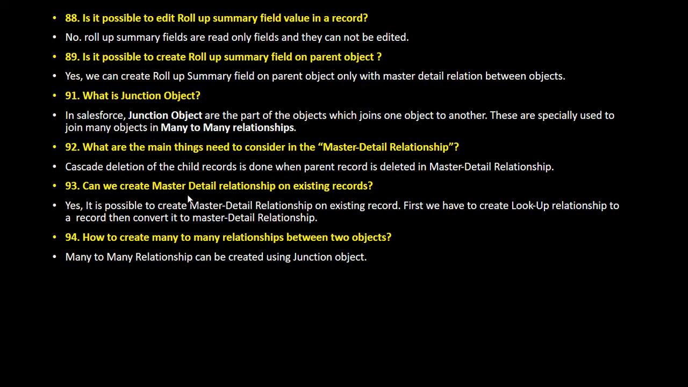Next question, can we create the master-detail relationship on existing records? Yes, it is possible to create a master-detail relationship on existing records. First, we have to create a lookup relationship on the records, then convert it to the master-detail relationship. How to create a many-to-many relationship between two objects? A many-to-many relationship can be created using the junction object.